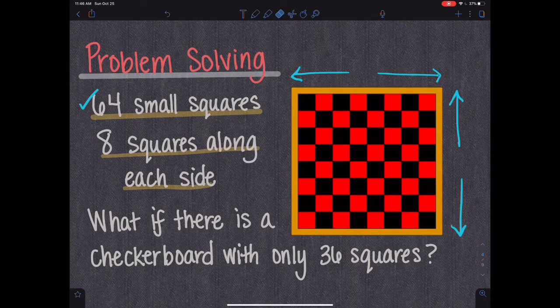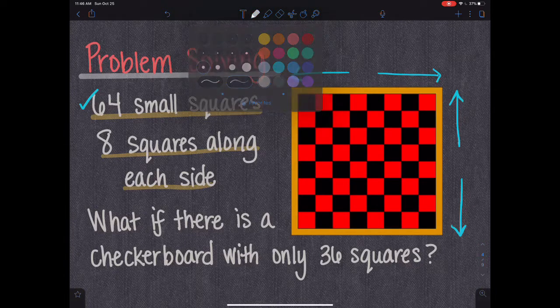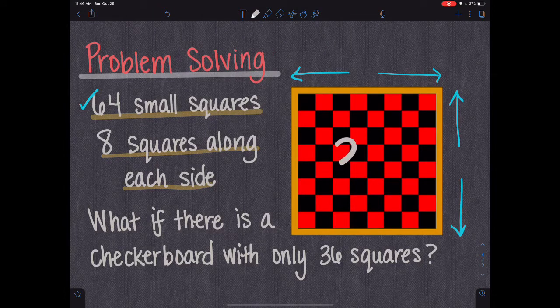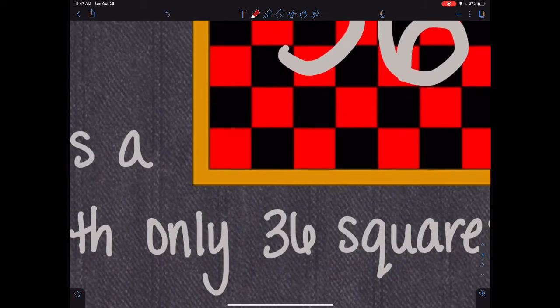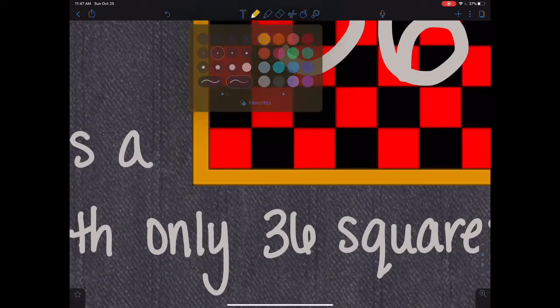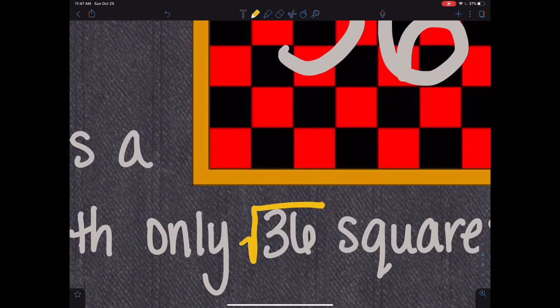They say if there is a square board that instead of having 64 checkerboards, let's say it only has 36 total squares on the checkerboard. So then they want to know how many would be going across the top and how many would be going across the bottom. It's going to be the same number. It's going to be something squared equals 36. In other words, if you can look down here, it might be the square root of 36. But that's all the hints I'm going to give you.